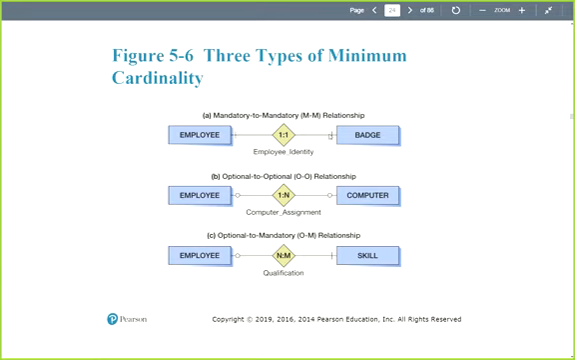Then if your answer is yes, every badge belongs to an employee, then the other side is also 1. So in this company that we have, every employee needs to have a badge. Every badge belongs to an employee, at least 1 employee. Right? So that's minimal cardinality. But is that particular cardinality rule correct or not, or good or not? Is that worse or better? That's a design problem. Right?